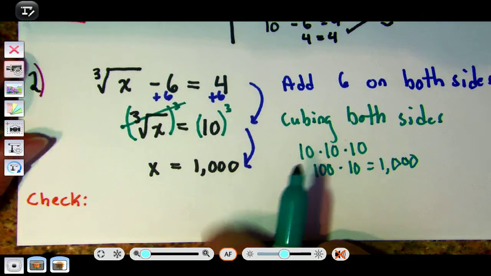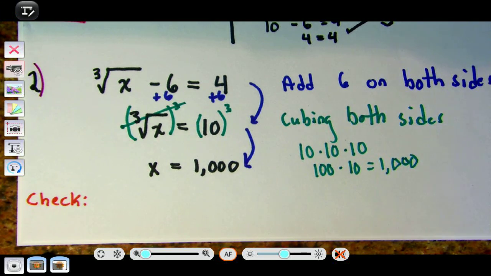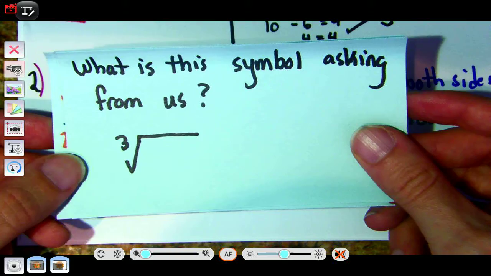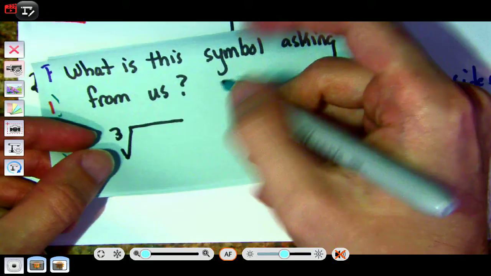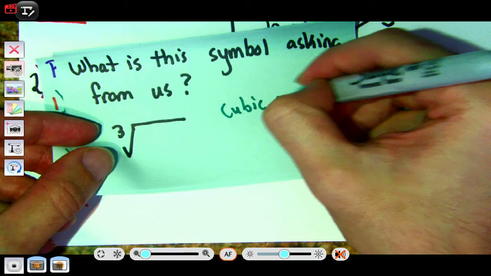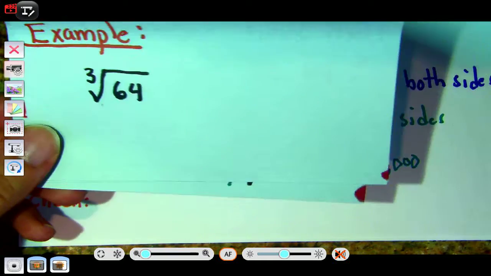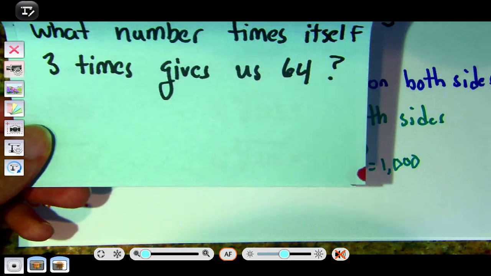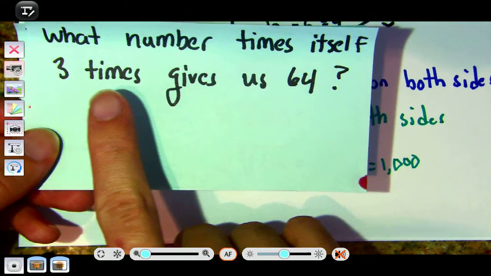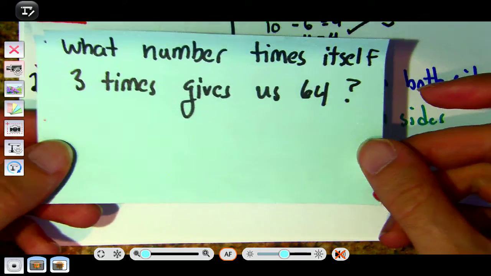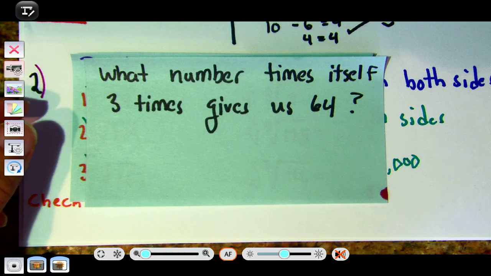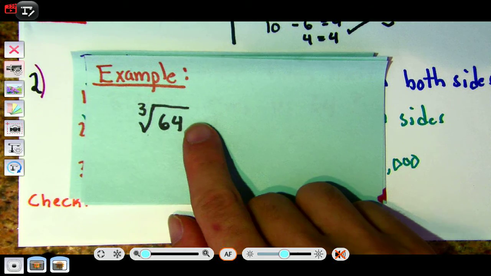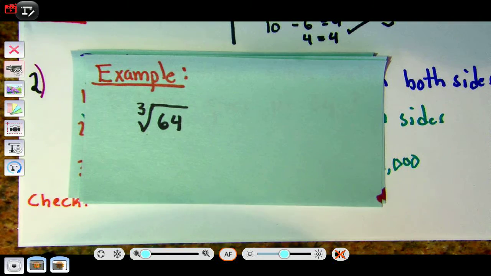And then let's just make sure that, just for a quick little review, what is this symbol asking from us? This is the cubic root. For example, if I said cube root of 64, what is that asking us? It's saying, hey, what number times itself 3 times gives us 64? Pause the video and think about it. Give me one number that, when you multiply it by itself 3 times, gives me 64.